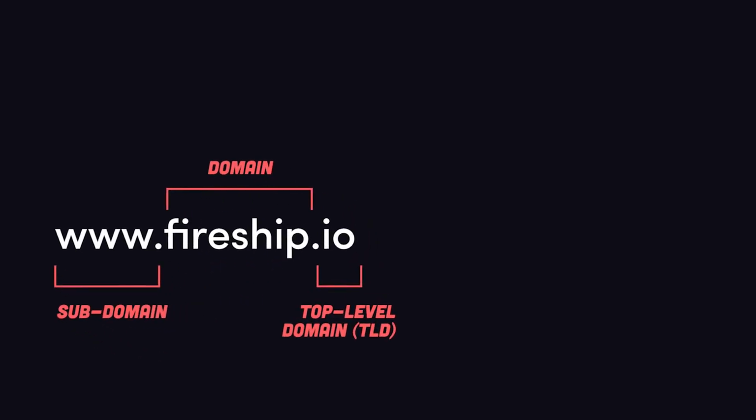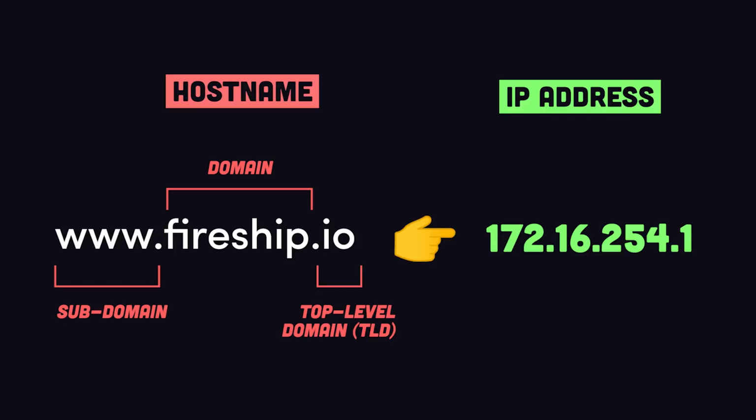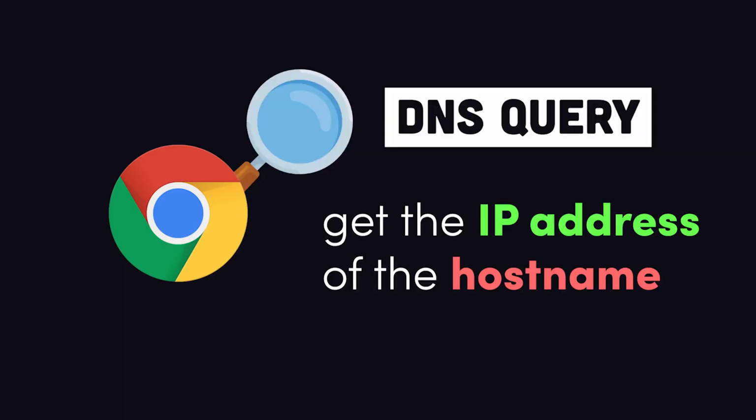URLs or host names like www.fireship.io to the IP address of the server that hosts that site. When you type a URL into the browser, it makes a DNS query to figure out which unique IP address is associated with that host name.